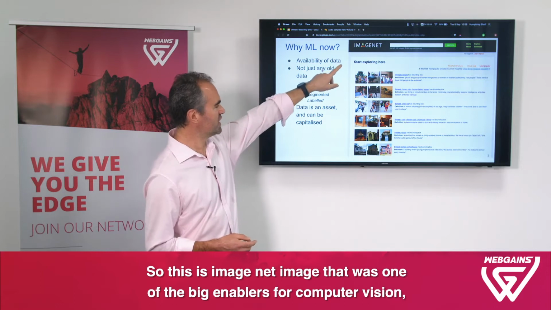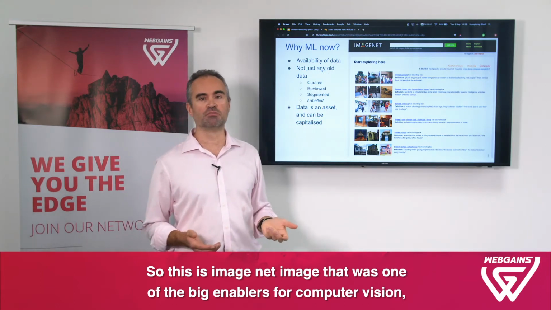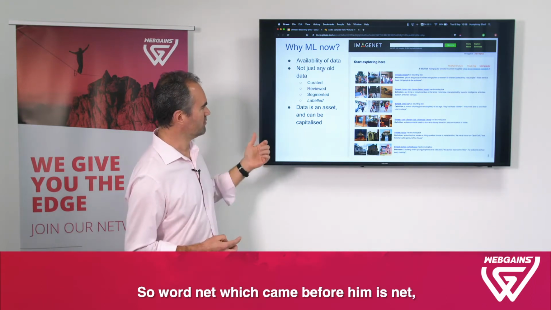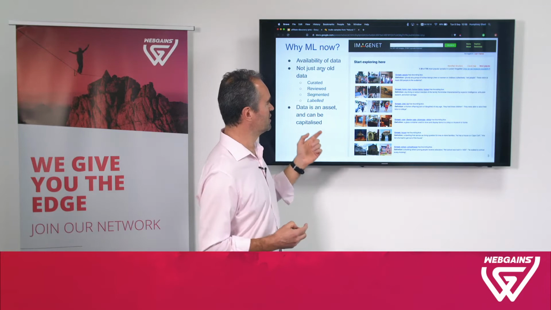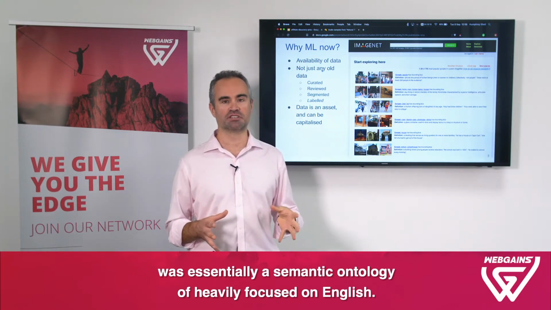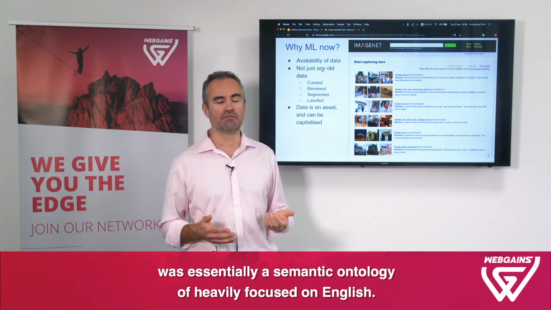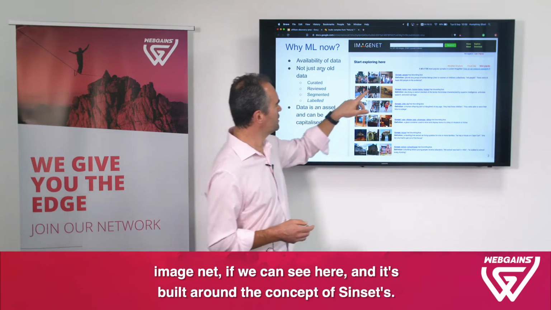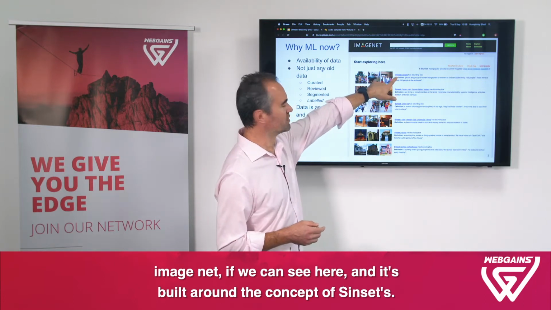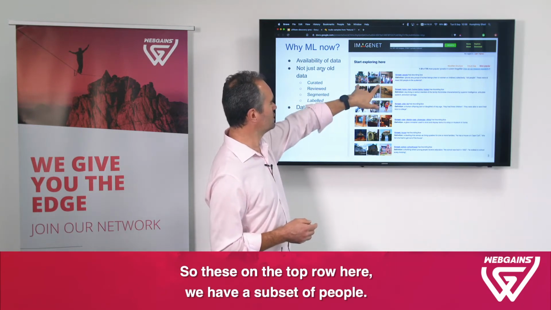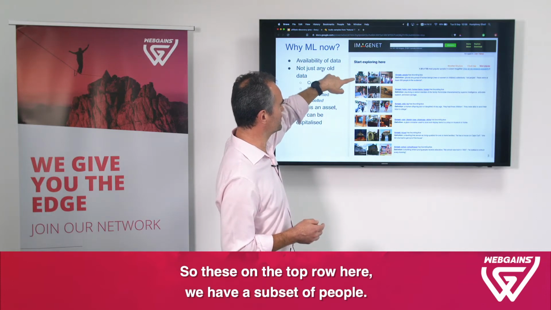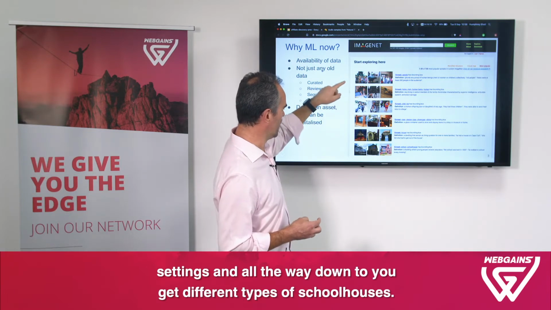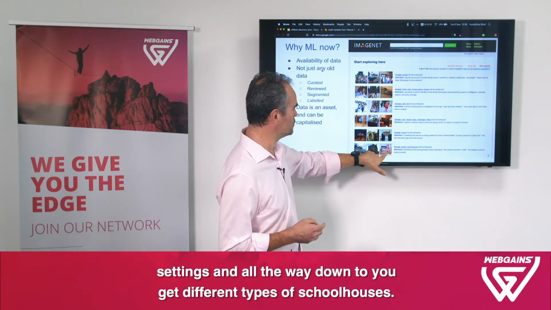So this is ImageNet. ImageNet was one of the big enablers for computer vision, the application of machine learning to the computer vision domain. So WordNet, which came before ImageNet, was essentially a semantic ontology heavily focused on the English language. ImageNet, if we can see here, is built around the concept of synsets. So on the top row here, we have a synset of people. So you've got people in different settings, then you've got human beings in different settings, and all the way down to different types of schoolhouses.